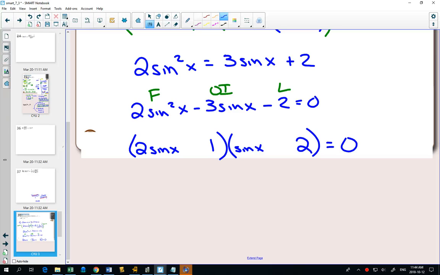I need to get a negative 3. 2 times 2 is 4. You see how my outside will be 4 sine x, and my inside will be 1 sine x. That will make 3 sine x. Okay?